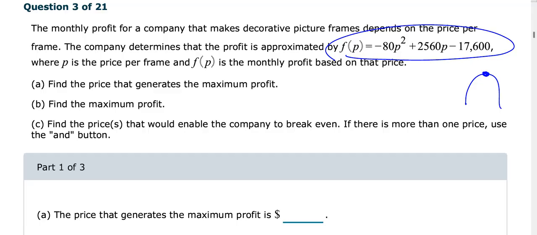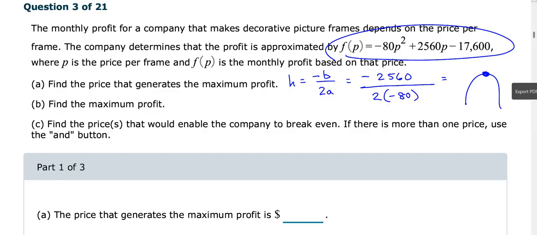Okay, so the x value, or the h value, is going to be negative b over 2a. So we get negative 2560 over 2 times negative 80. And when you do that on your calculator, you get 16. So the price that generates the maximum profit is $16 per frame.